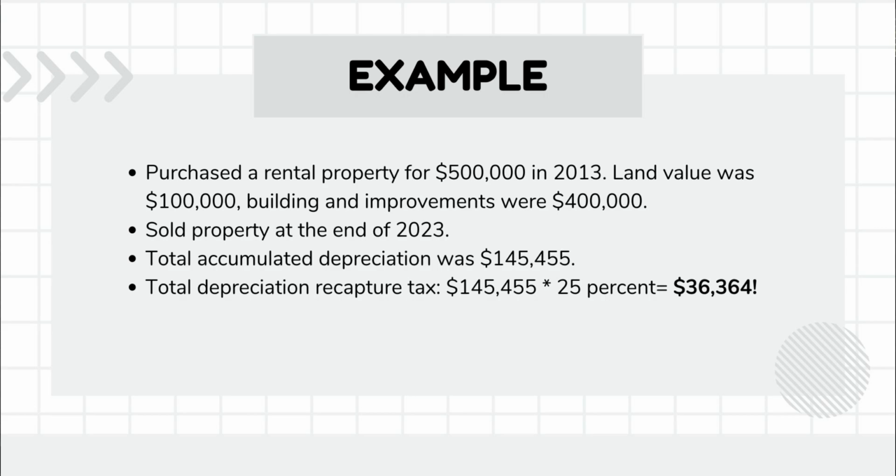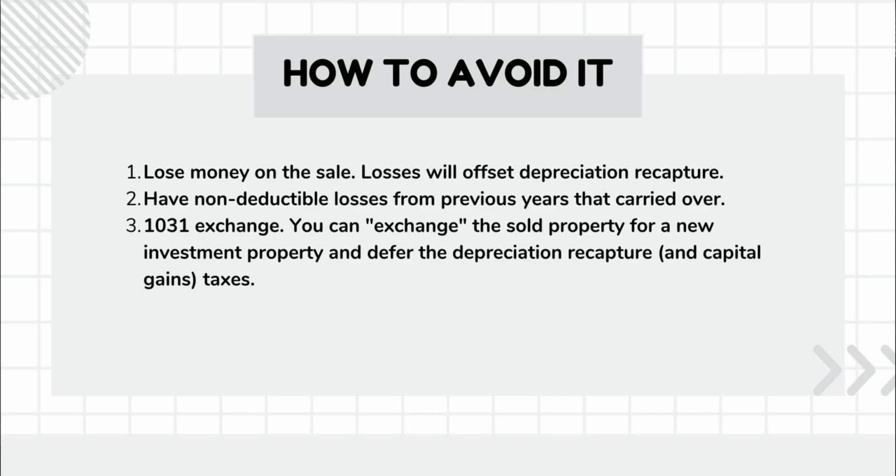So you need to pay attention to this. You need to plan for this and know that it is coming. All right, so let's talk about, can you avoid it? And if so, how do you avoid it? So there are a few ways you can either avoid it or defer it. The first one is to lose money on the sale of the property. Right? The losses on that sale will offset the depreciation recapture.